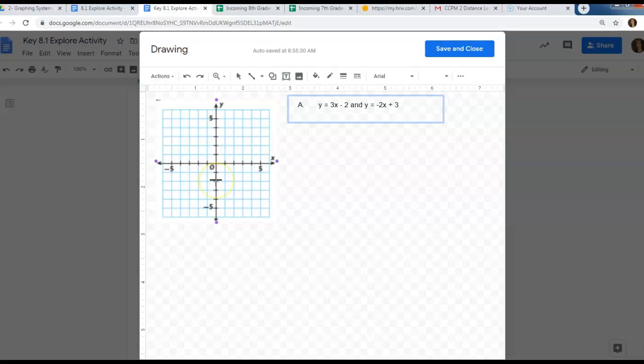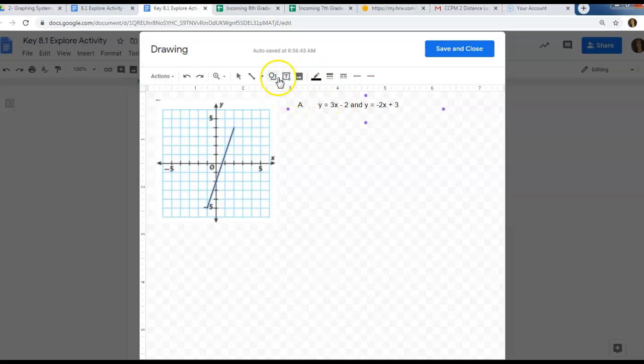So from here, negative 2, I'm going to rise 3, 1, 2, 3, and then run 1. So it's going to hit that point, and then 1, 2, 3, and run 1 is going to hit that point. If I go down 1, 2, 3, and run 1, it's going to hit that point. So I'm going to start right here and do slope 1, 2, 3, run 1, and put it right there. So that is the equation for this one.